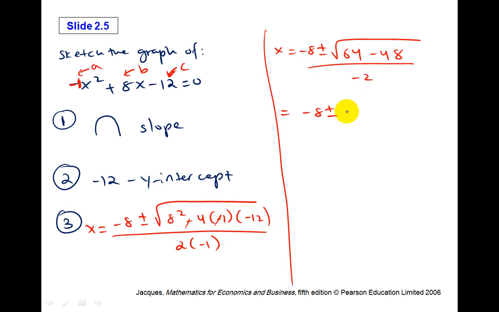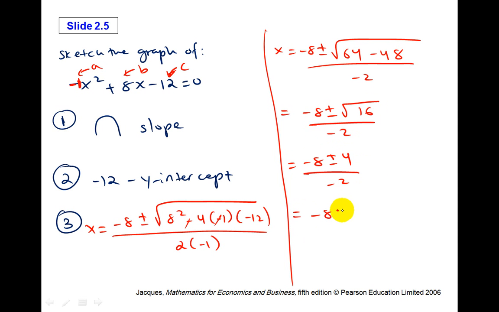-8 plus or minus, how much is 64 minus 48? 16, over -2. The root of 16 is 4. So now I'll have two cases.